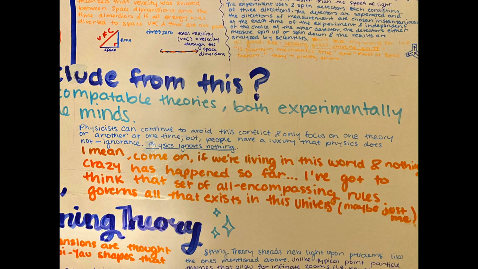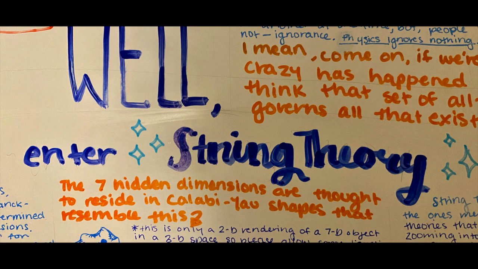So I've got to assume that one set of all-encompassing rules governs all that exists in the universe. Maybe that's just me, but that makes sense. We have a universe that is consistent, so we must have laws that are consistent. And one candidate for a theory of everything governing all I've said before is string theory, and that is what I've done my independent study on.